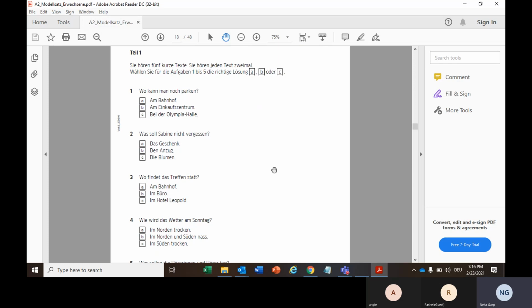So Teil 1. Sie hören 5 kurze Texte. Sie hören jeden Text zweimal.